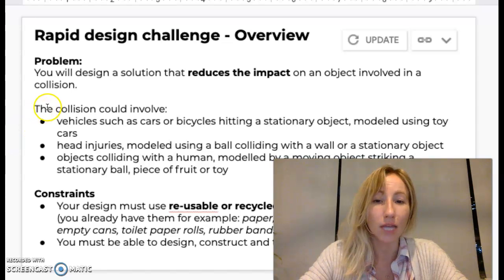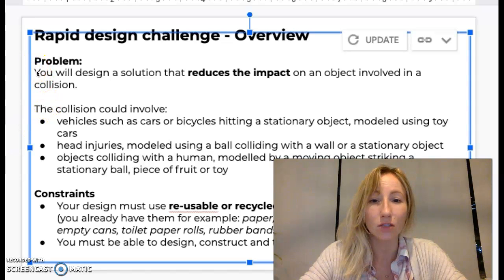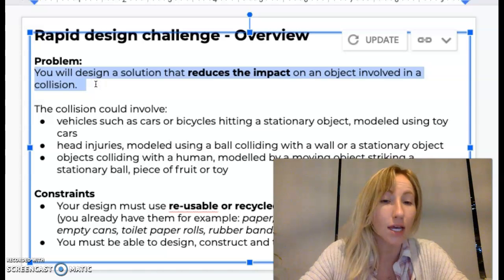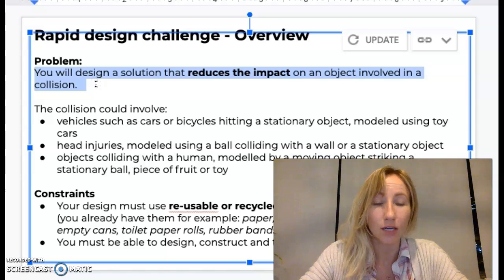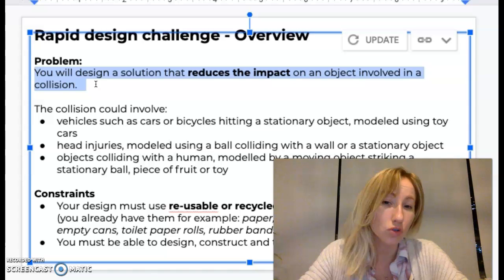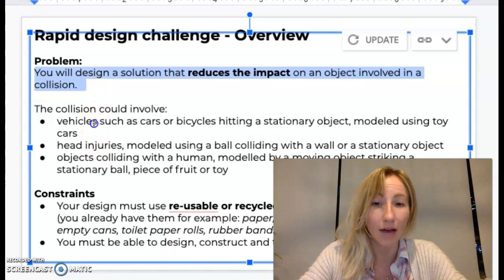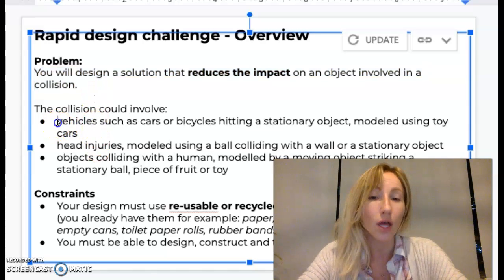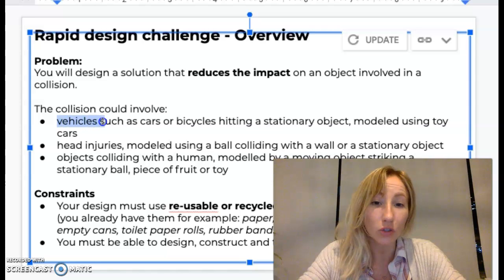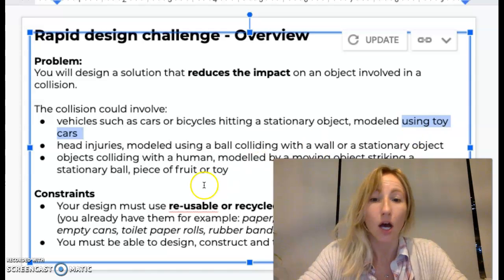So your problem today is you are going to design a solution that will reduce the impact on an object involved in a collision. And you can choose any two objects that you might have at home. Perhaps you want to model the collision of vehicles by using modeled toy cars.